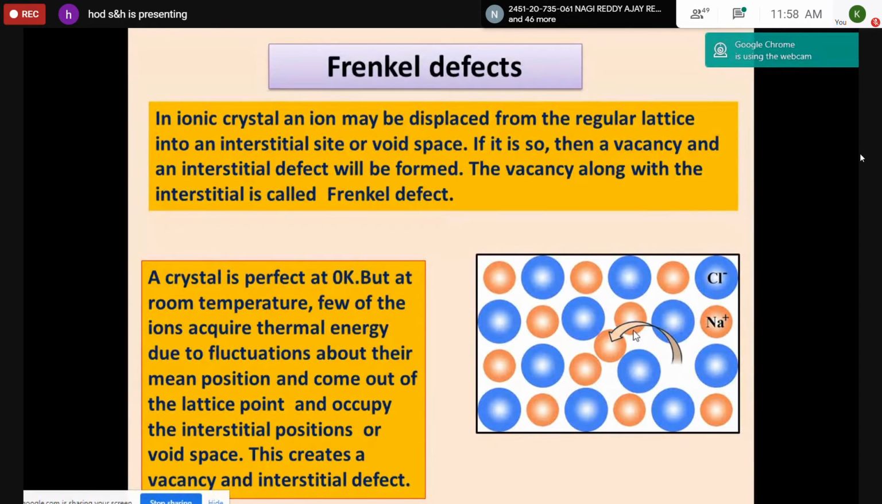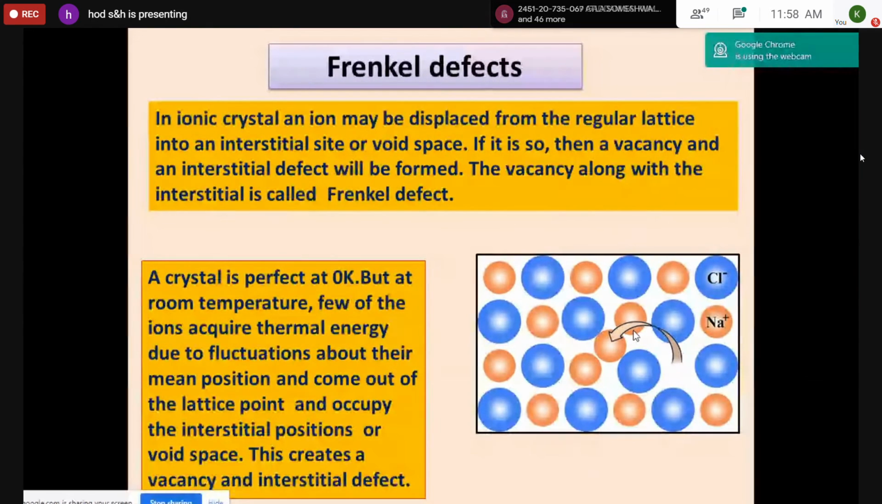Is this clear? Yes, sir. Okay. And it's not a pair of ions, only simply the sodium ion. It is moving from its regular position to a void space. Because it is happening in an ionic crystal, it can be called a Frenkel defect.